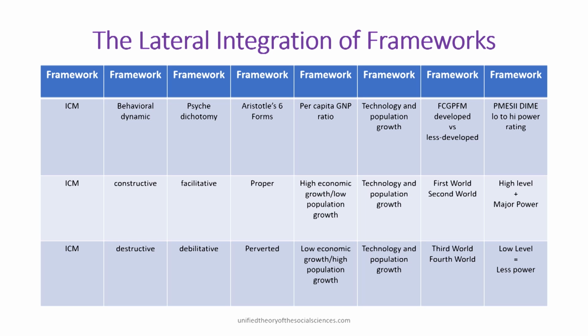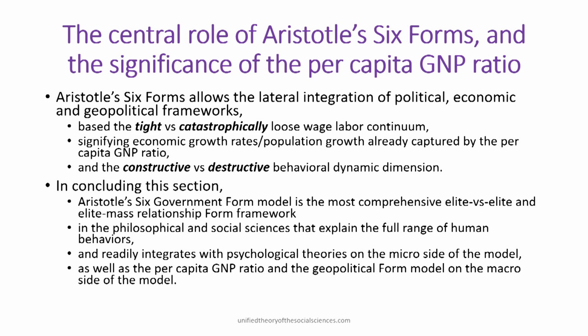Okay, here's this chart. It laterally integrates frameworks. It has the ICM of Tooby and Cosmides related to a behavioral dynamic, to a psychological dichotomy, to Aristotle's six forms of government, the per capita GDP ratio, technology and population growth, the four-category geopolitical form model, and the Mises and Dime analysis for stability and instability and power levels measurements.